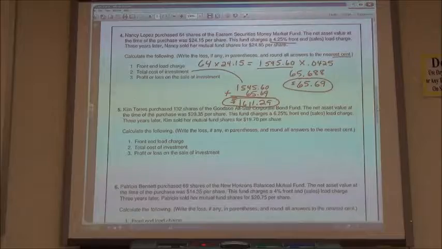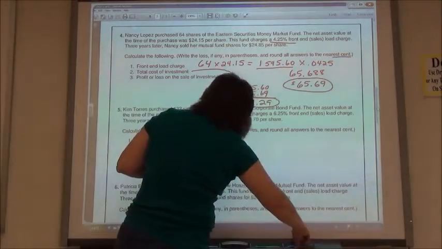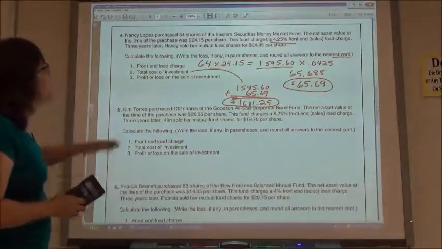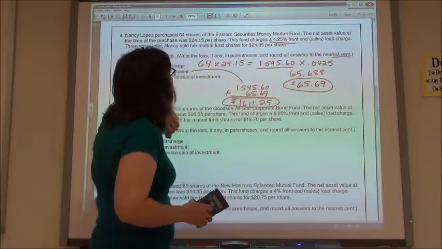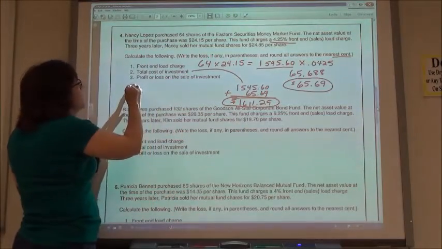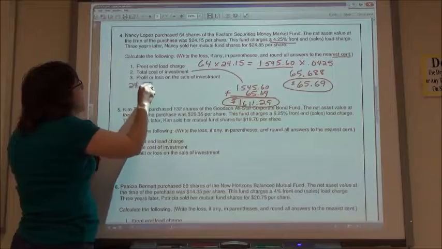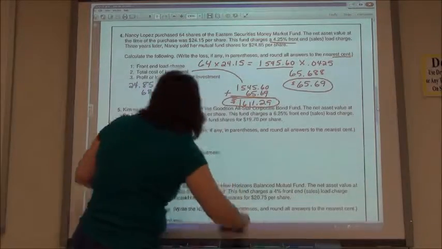$1,611.29. Next, they want us to figure out if we got a profit or a loss when we sold our investment. So we look and it says, oh, she sold it for $24.85. And so I'm going to take my 64 shares times that $24.85 that I sold it for. Whoops, 64 shares.